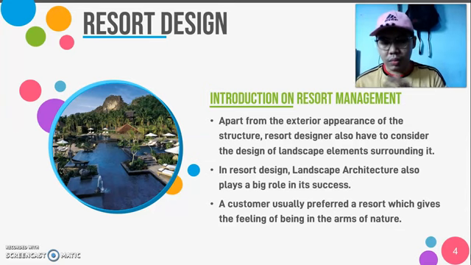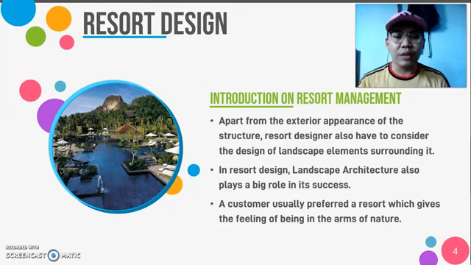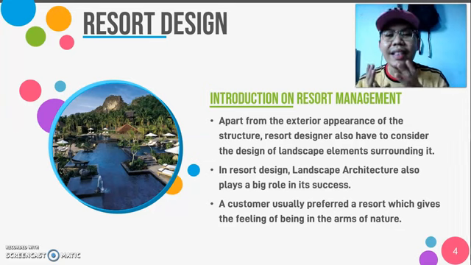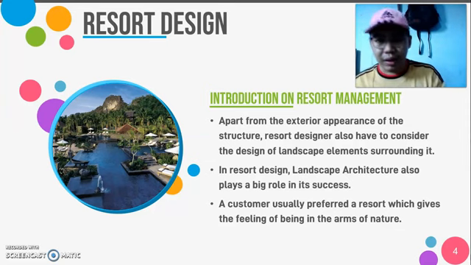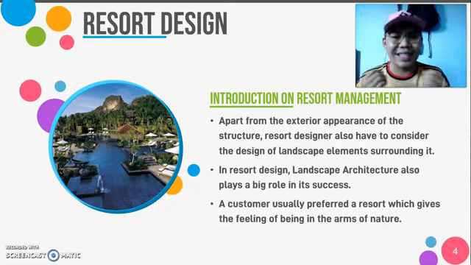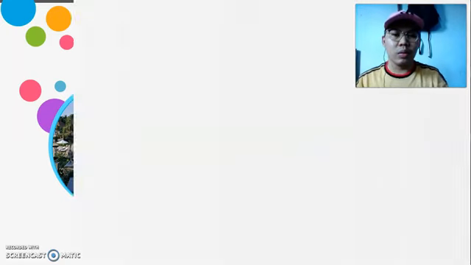A customer usually prefers a resort which gives the feeling of being in the arms of nature. Just like I said in the previous chapter, the nearer your resort is to nature, the more rare and valuable it is. First, people cannot duplicate it. Second, the element of nature only exists at your place. People cannot duplicate 100% the experience at your place and turn it into something similar. No. So this is what is important for a resort, the nature element itself. Okay, we will go to the next slide.